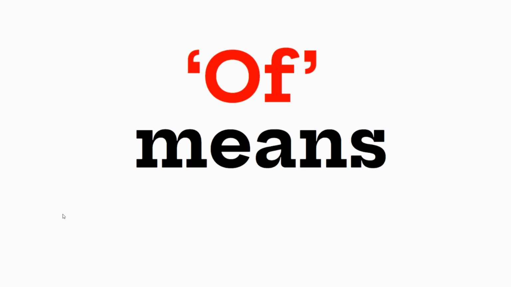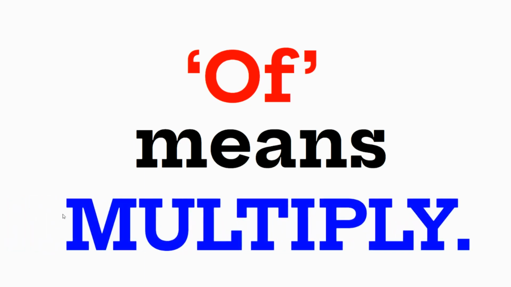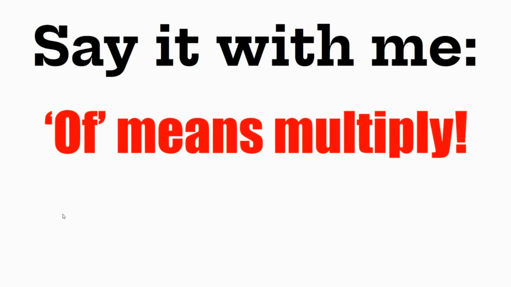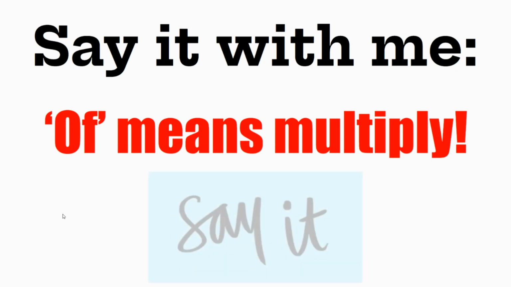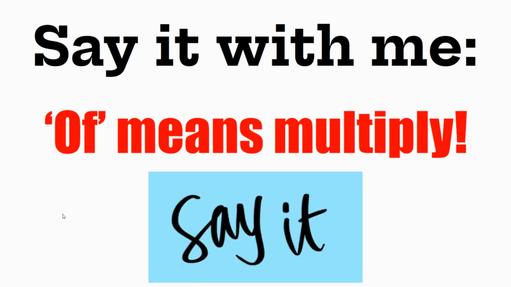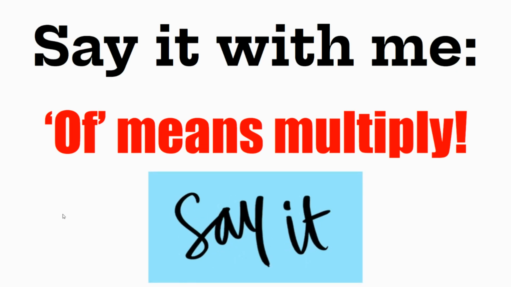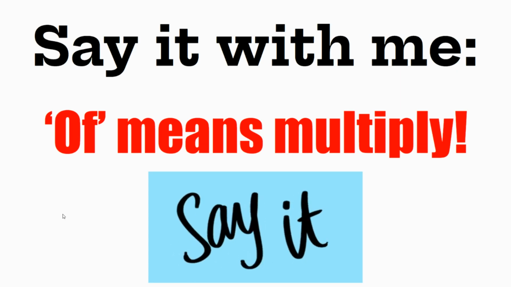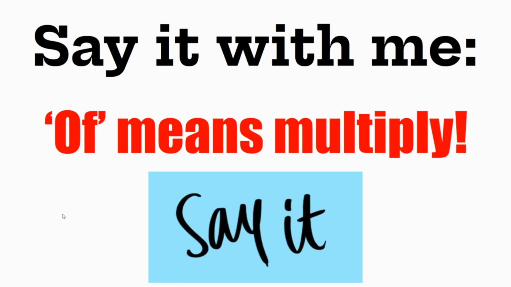Of means multiply. Say it with me. Of means multiply. Say it one more time. Of means multiply. I'm going to ask you later on in this video what the word of means. And when I ask you, you're going to say multiply. Got it?